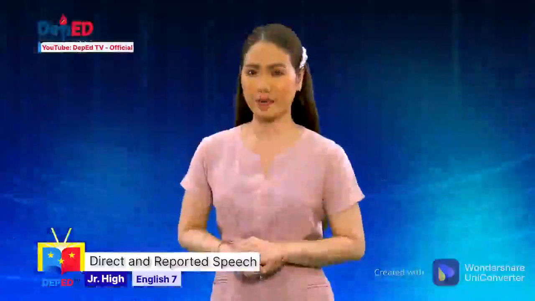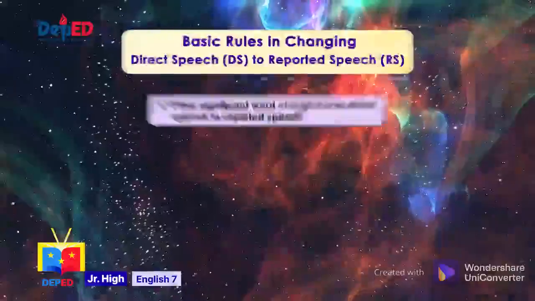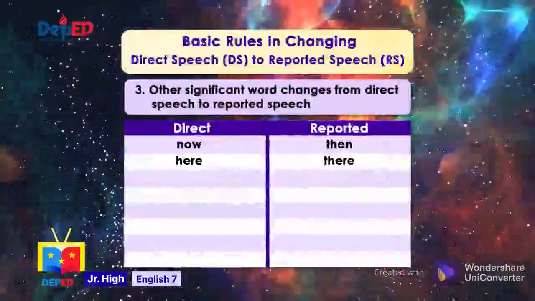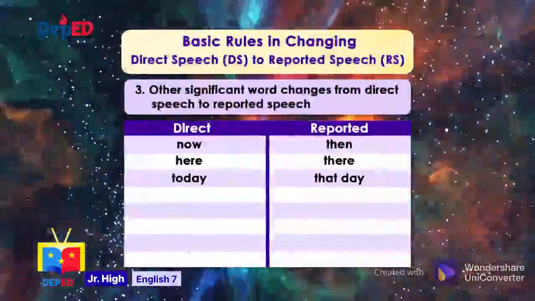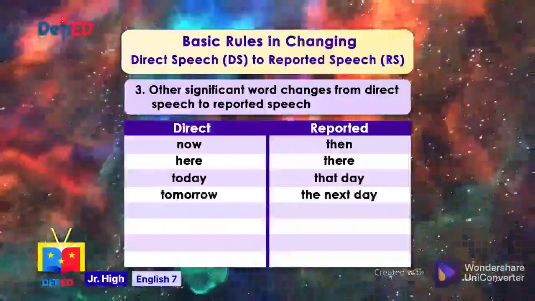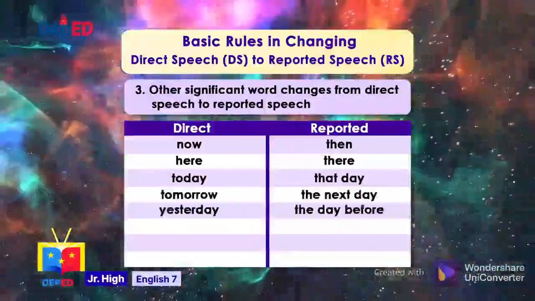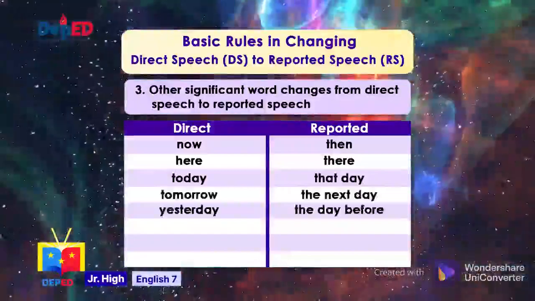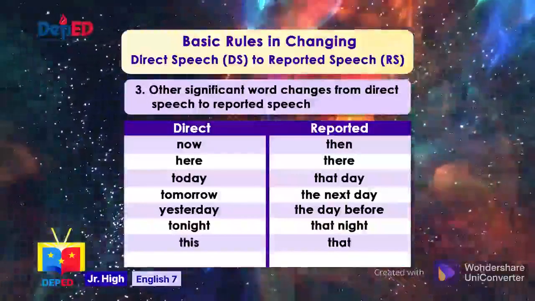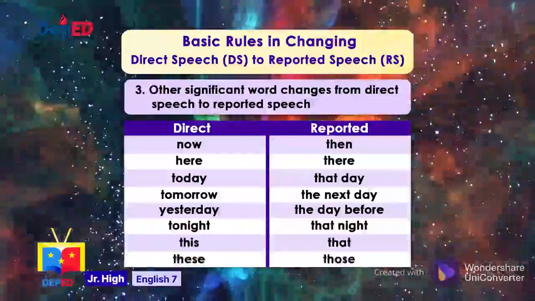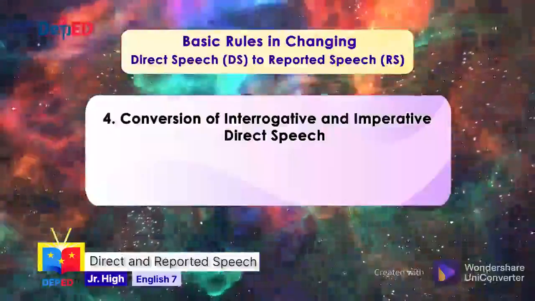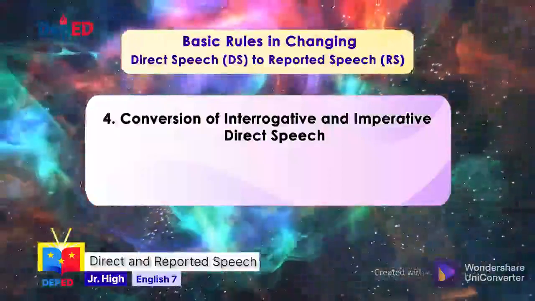Here are other significant word changes. Now becomes then. Here becomes there. Today becomes that day. Tomorrow becomes the next day. Yesterday becomes the day before. Tonight becomes that night. This becomes that. These becomes those. Here's the conversion of interrogative and imperative direct speech.